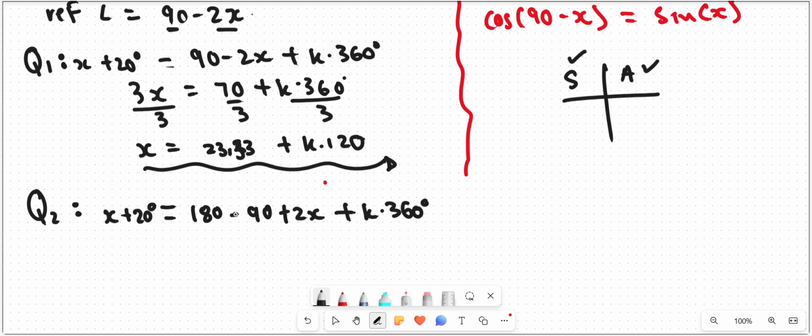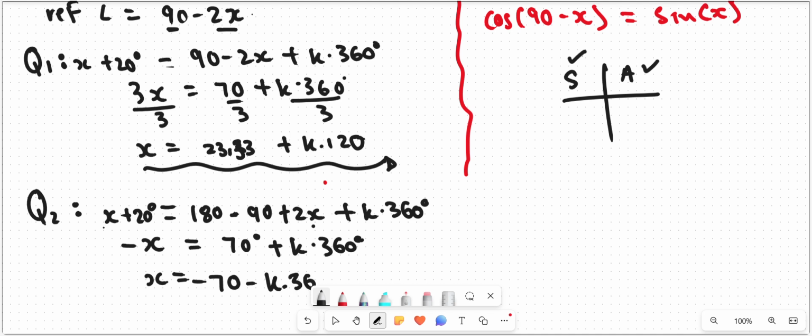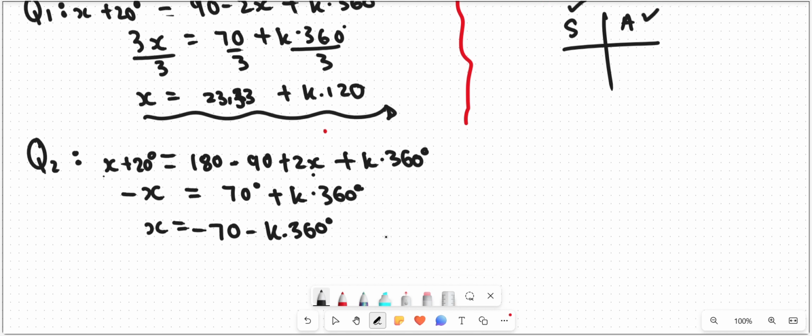Then at this point I'm going to end up with a negative x there, because x minus the 2x is a negative x. This minus that gives me 90, but 90 minus a 20 is again a 70 plus K360. And if you divide by negative, it's a negative 70, negative K360. And yeah, again, K is an element of integers.